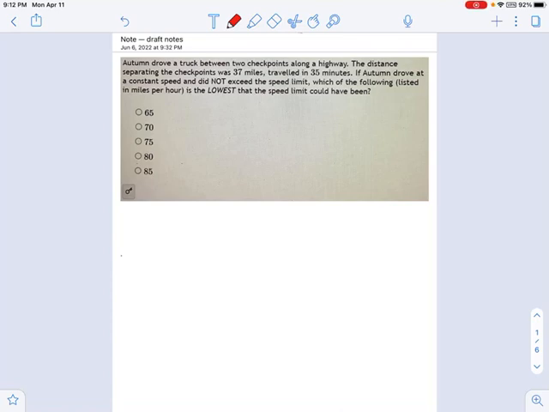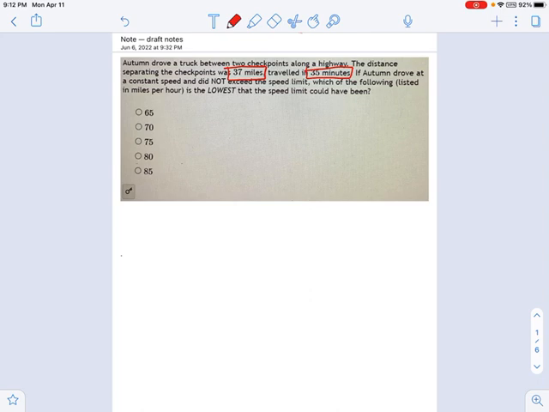If you've taken chemistry or physics, you've probably dealt a lot with the idea of units, and that's going to come in handy in a problem like this. But even if not, this is very doable. I want you to pay attention to some things here. We've got Autumn driving a truck between two checkpoints. The distance between the checkpoints is 37 miles, okay? And she drove that in 35 minutes.